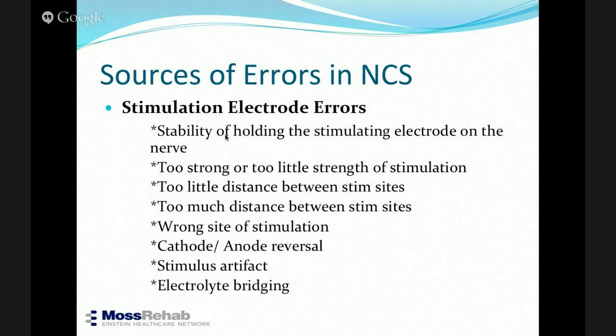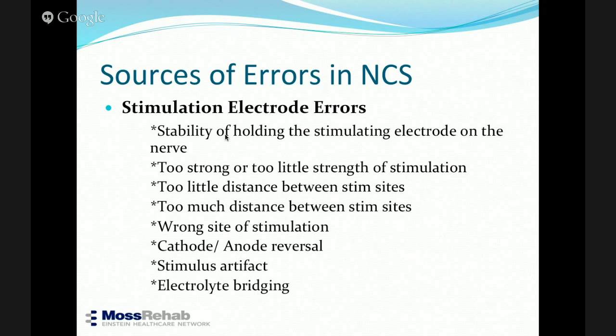Or too much distance, you actually dilute the pathology. So instead of taking a 10 centimeter distance, if you do 15 or 20, now you have added a lot of normal nerve across a nerve. So that means you diluted out the pathological process, and that would actually make your values less reliable. So you have to use very specific distances and stuff like that. Wrong side of stimulation, we already talked about.